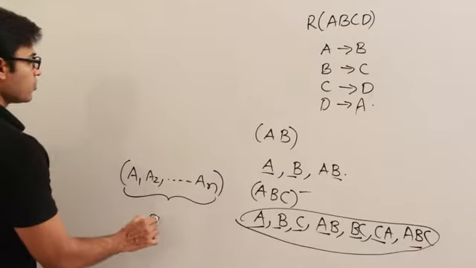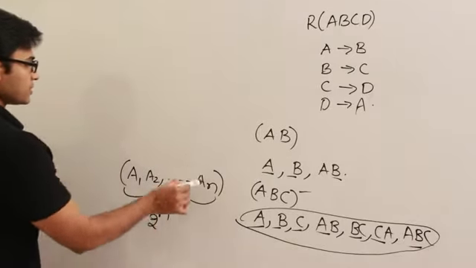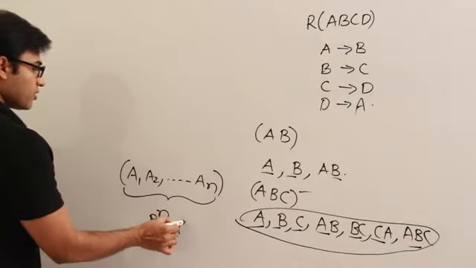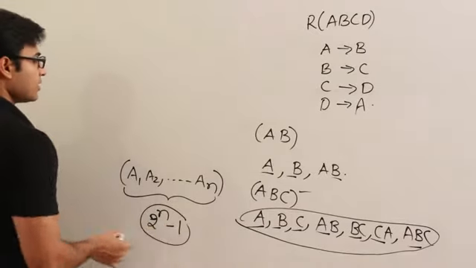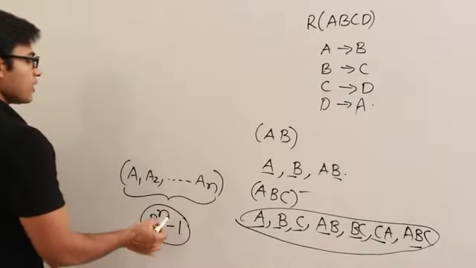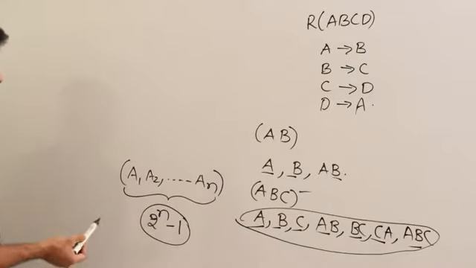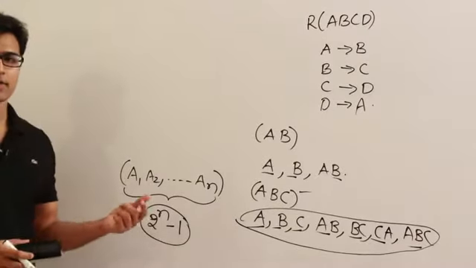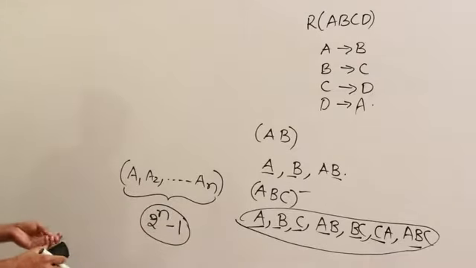It could be 2 power n, the total number of subsets possible from this, out of which you should always take out the null, because null cannot be a candidate key, right? Therefore 2 power n minus 1 candidate keys will be there. So I might have to test each one of them and see whether it is really a candidate key or not, right?